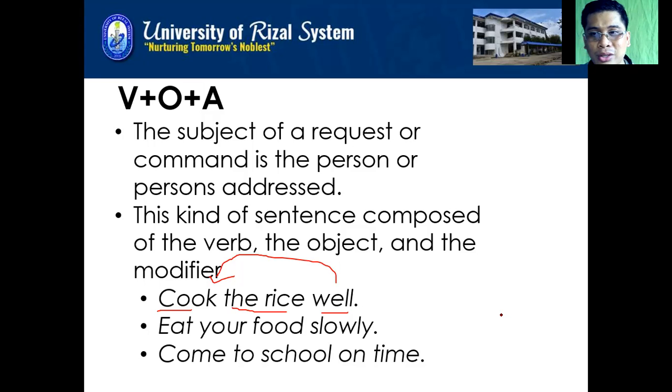So cook the rice well. Assume that I'm talking to you. Cook the rice well. I'm the speaker and you, as a listener, are the receiver of the statement. So I am commanding you to cook the rice well. If it's a command, obviously it is a VOA, or verb, object, adverb. Okay? So eat your food slowly. Again, the subject is not reflected, but we have a speaker who is telling the listener to eat the food slowly.